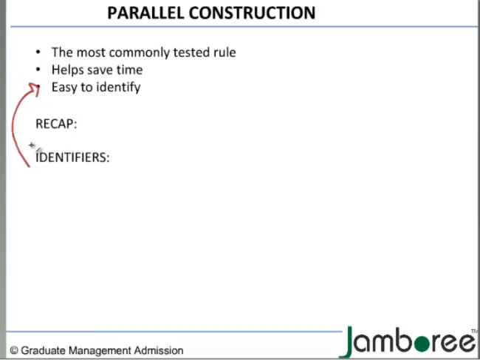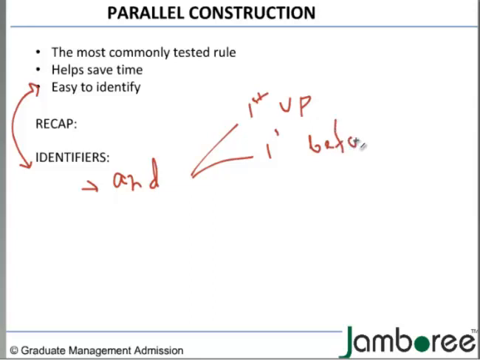Right, okay, now the identifiers. Remember, I told you that it's not enough to know the rule. You also need to know that parallel construction is being tested on that particular question. And is a very popular word on the GMAT, and please feel free to take notes. So whenever there is and, now where can and occur? This and can be the first few words of the underlined portion, right? This and can be the first few words before the underlined portion, right? So these are the locations to look for the and.